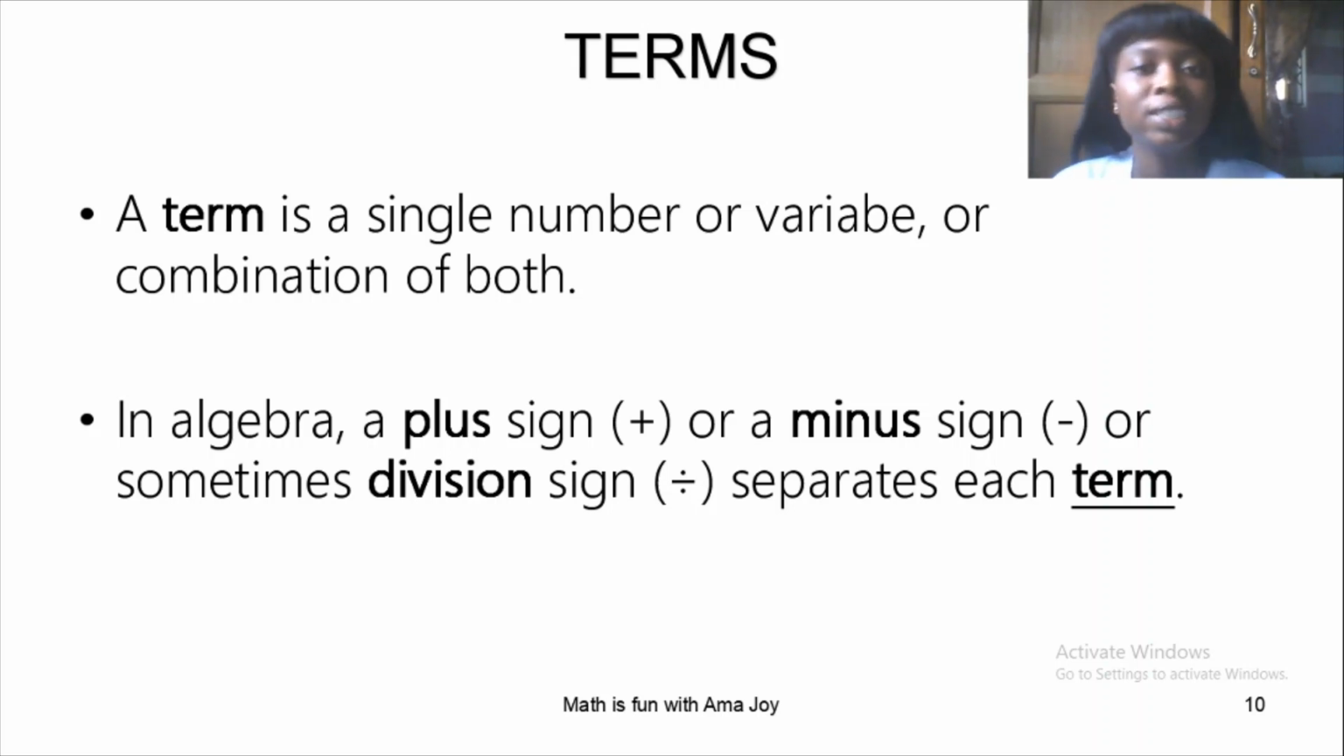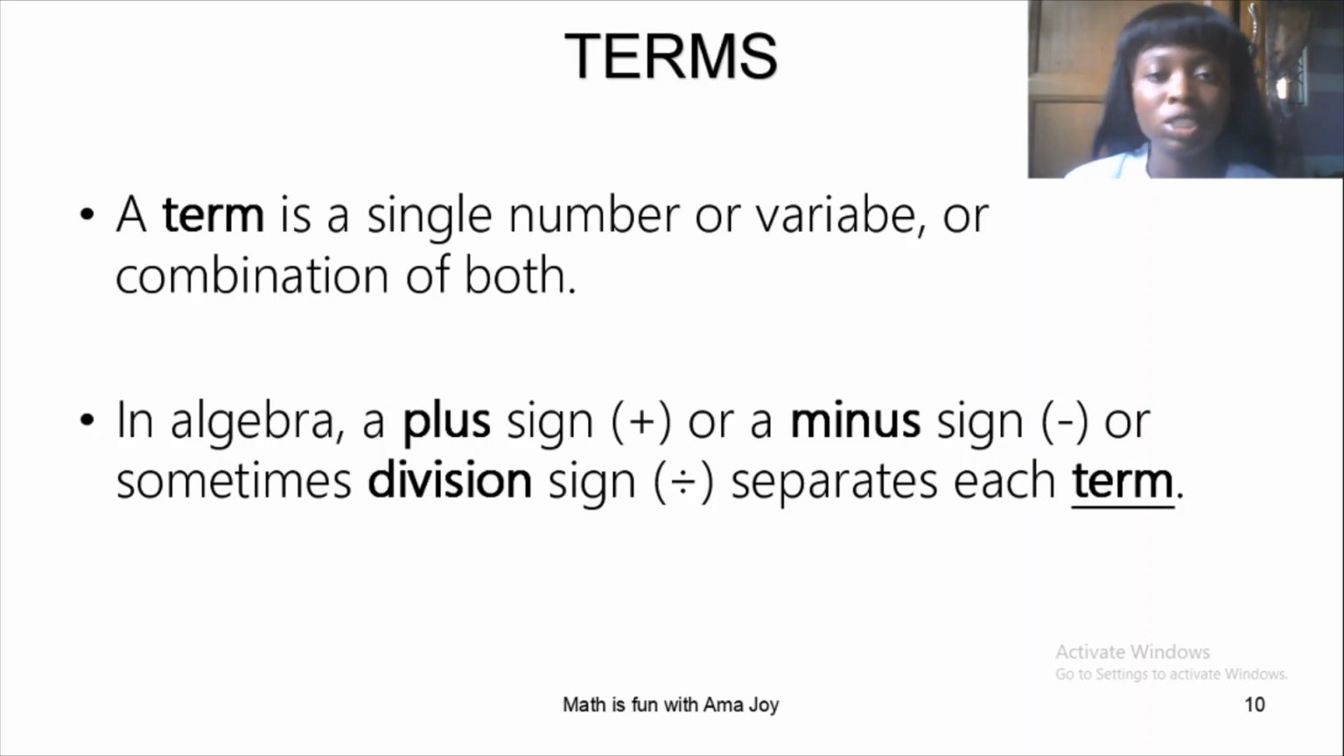So now let's see terms. I don't refer to them as terms we'll be meeting, but when we say term in an algebraic expression, this is a word we'll be seeing to the end of this algebra lesson. So a term is a single number or variable or a combination of both of them. In algebra, a plus sign or a minus sign or sometimes a division sign separates each term.